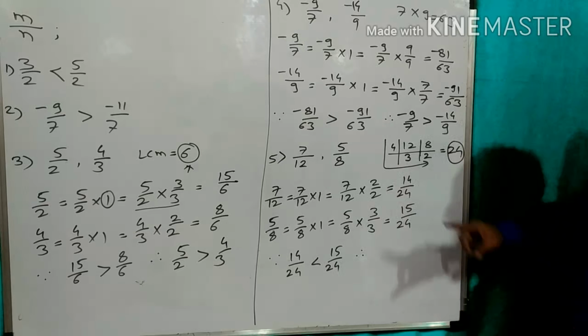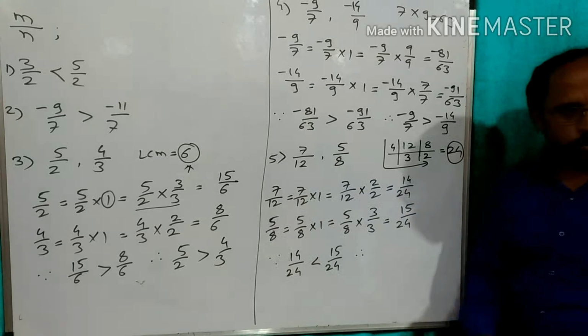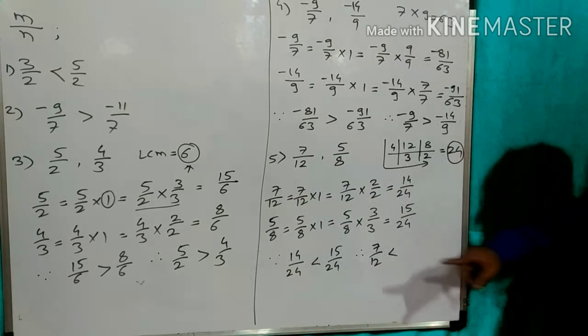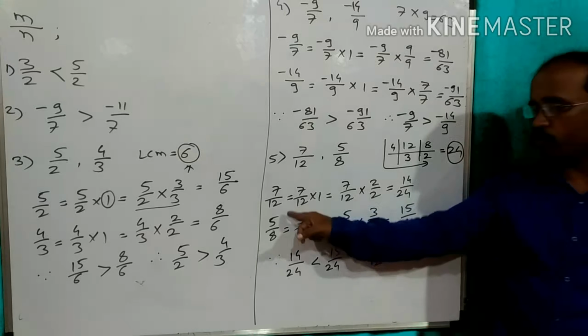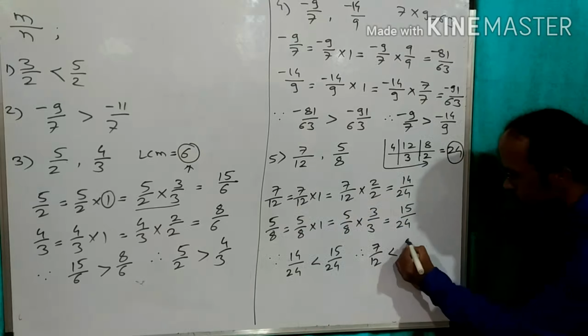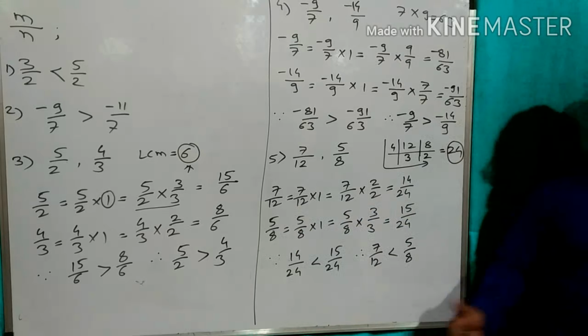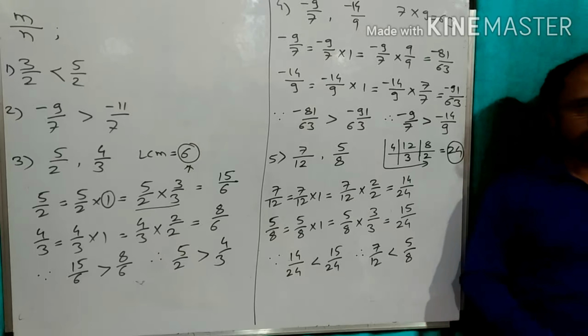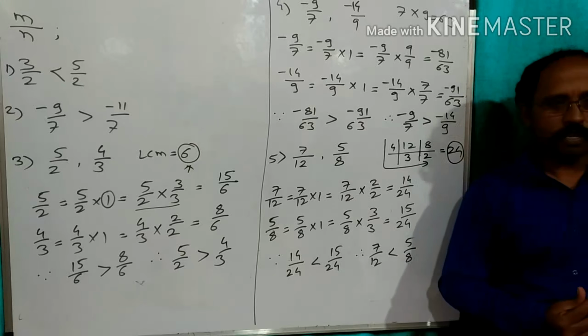Therefore, 14 upon 24, which is equal to 7 upon 12, is less than 15 upon 24, which is equal to 5 upon 8. So this is how 7 upon 12 is less than 5 upon 8. I hope you have understood it and enjoyed it.